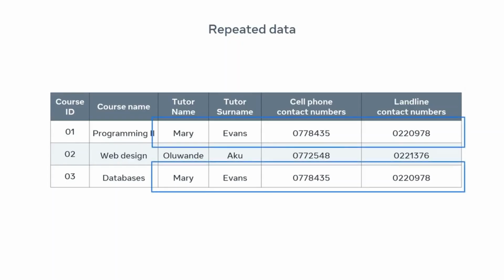Mary Evans is the assigned tutor for two of the courses, so her name appears twice in the table, as do her contact details. These instances of data will continue to reappear if she's assigned more courses to teach, and it's likely that her details will appear in other tables within a database system. This means I could have even more groups of repeated data.